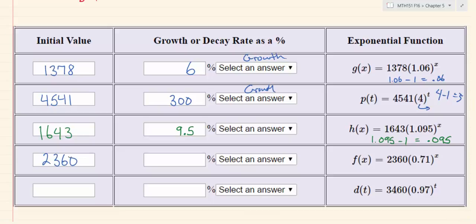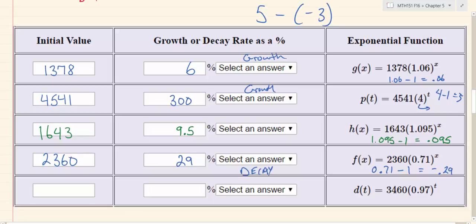Growth or decay? Decay, it's between 0 and 1. How much decay? 0.71 minus 1 is negative 0.29. And the negative means decay, right? So you just get rid of the negative and you say 29%. So again, the initial value, the y-intercept, is 3460.